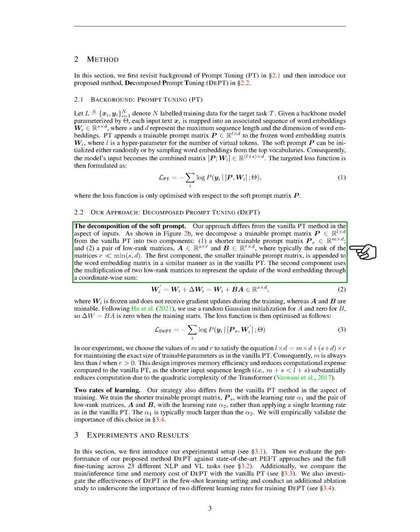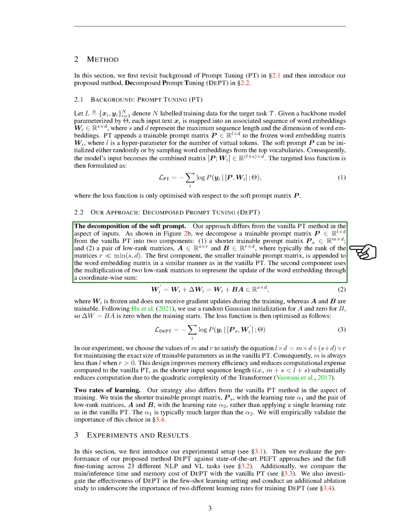We break down a trainable prompt matrix, which is usually used in standard PT, into two parts: a smaller trainable prompt matrix and a pair of low-rank matrices. The smaller matrix is added to the word embedding matrix, similar to the standard PT method. The pair of low-rank matrices, on the other hand, is used to update the word embedding through a coordinate-wise sum.